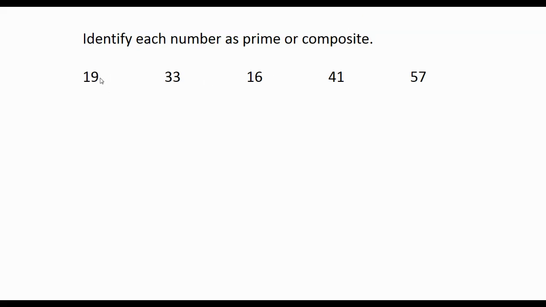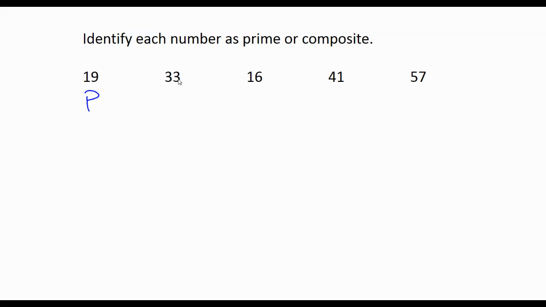So let's look at our first number here, 19. We need to identify this as prime or composite. Well, 19, the only way I can think of in my head here to get 19 is 1 times 19. 2 doesn't go into 19, 3 doesn't, 4 doesn't, 5 doesn't, 6 doesn't, 7 doesn't, 8 doesn't, 9 doesn't. I can stop there. 19 is prime, because the only way to get 19 is 1 times 19.